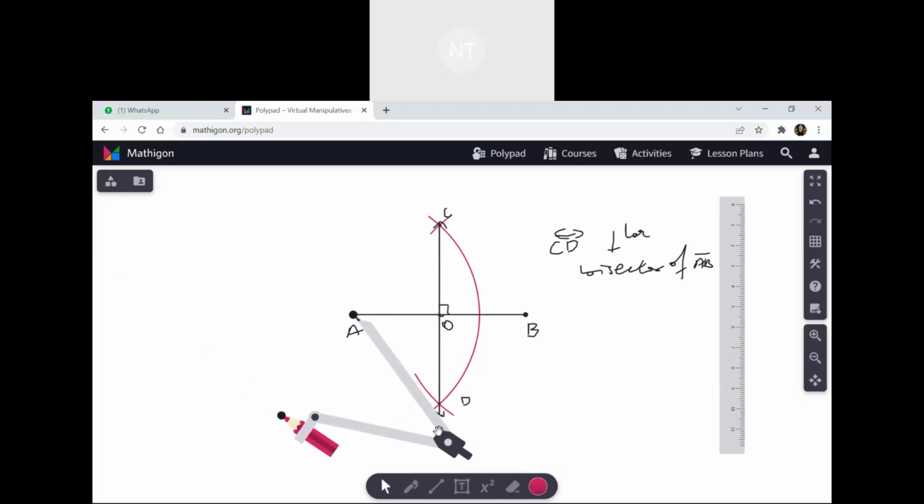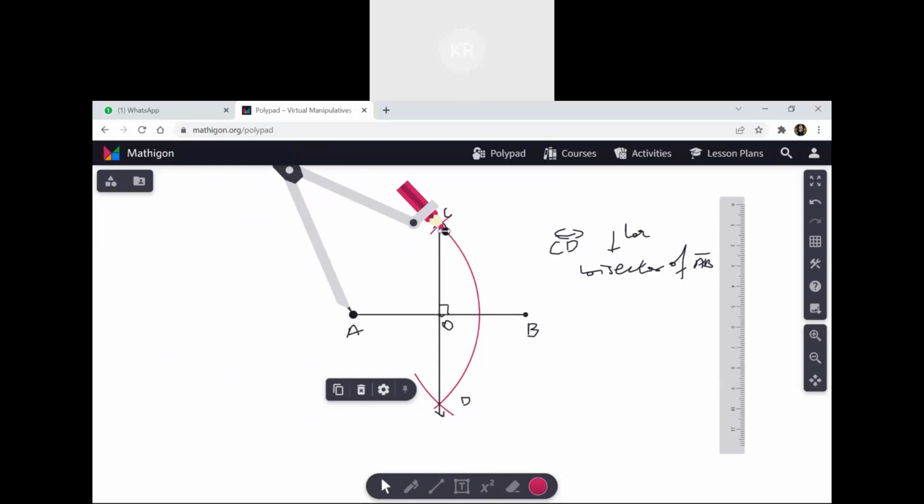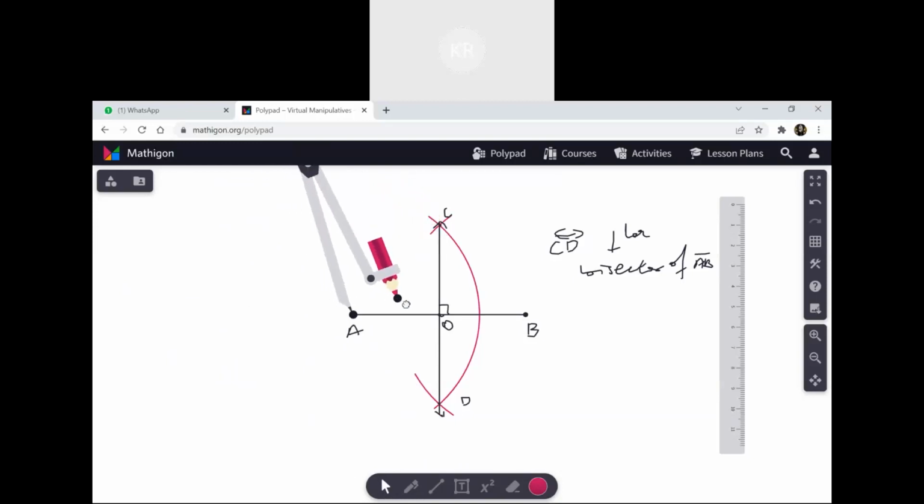Yeah, now I'm taking it. See, here if I want to divide AB into 4 equal parts, first I made it into 2 equal parts, right? Now I will divide that half into 2 equal parts again. Half of half is a quarter, you know.